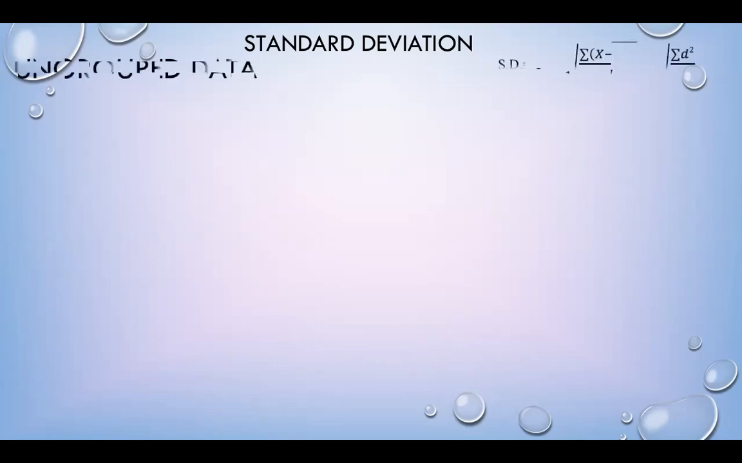First of all, the standard deviation for ungrouped data. This is the symbol for the standard deviation. It is pronounced as sigma. Sigma will be equal to the square root of the summation of deviation squares, that is individual score minus mean squared, divided by n. It is the square root of the summation of deviation squares divided by the number of individuals.